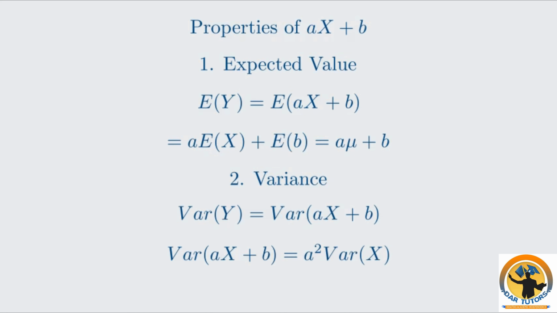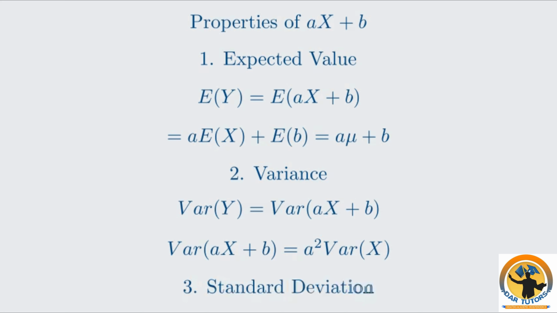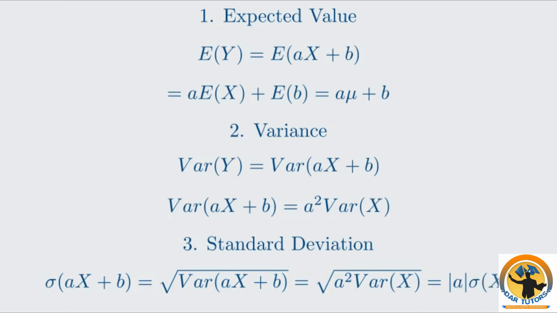Finally, for the standard deviation, we just need to take the square root of the variance. Sigma of Y is the square root of Var(Y), which is the square root of a squared times Var(X). This simplifies to the absolute value of a times sigma of X. We use the absolute value because standard deviation must be positive, and a could be negative. Notice the b term again disappears, as it doesn't affect the spread.